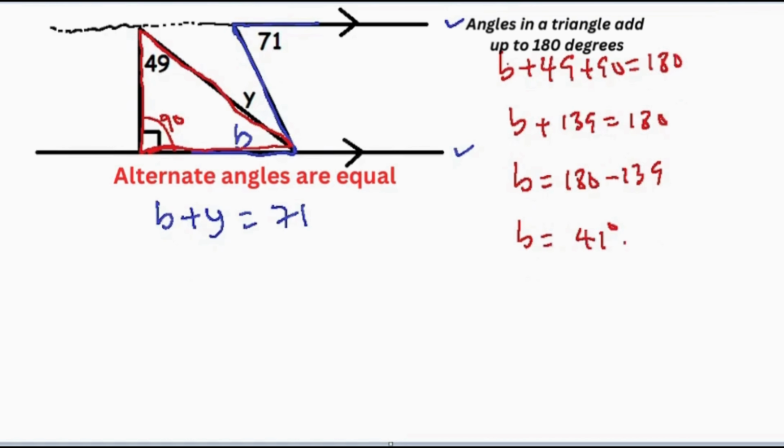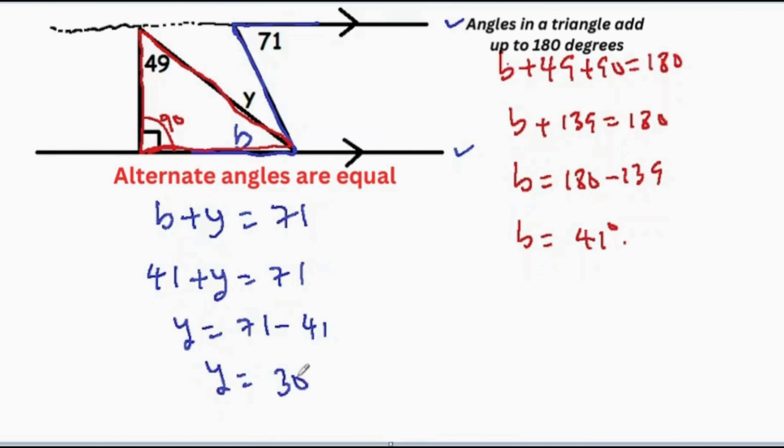So we can now substitute B equals 41 here. So this 41 plus Y is equal to 71. So Y is equal to 71 minus 41. I'll subtract 41 from both sides of the equation. Then Y is giving us 30 degrees.